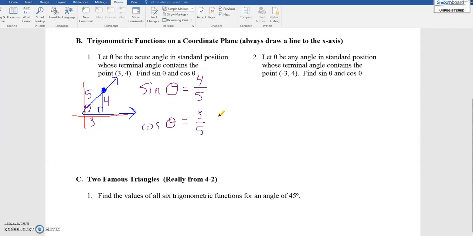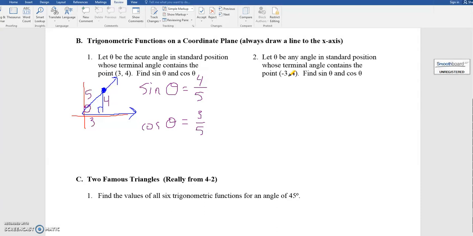So example 2 says much of the same things. It says now theta could be any angle, not just an acute angle. And now the terminal side, again that should say side, contains the point (-3, 4). So our picture will look a little bit different for this one.